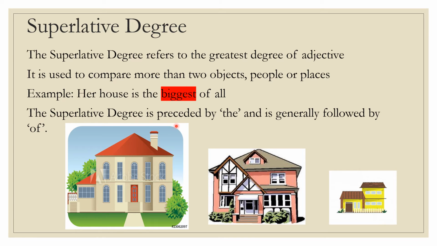Note, the superlative degree is preceded by the. The meaning of preceded is before. So the comes before the superlative degree and it is generally followed by of. So this is of. So the precedes and of follows in the superlative degree. So biggest is an adjective in the superlative degree.